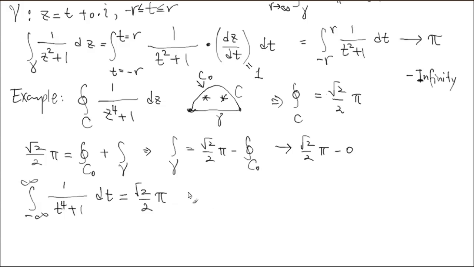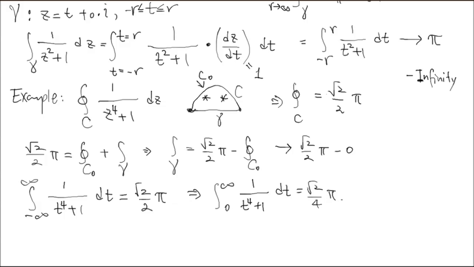But often we only care about, hey, this is a symmetric, even function around t equals 0. So from 0 to infinity, what would you say about this one? Half of it, right? Half of it. So 0 to infinity gives root 2 over 4 pi. Okay?